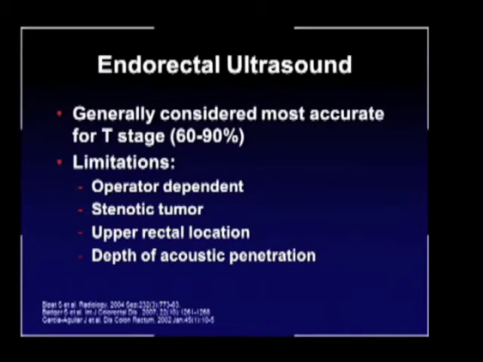There are other limitations to endorectal ultrasound. Stenotic tumors and upper rectal tumors may be difficult or impossible to evaluate, and there is the limitation of the depth of acoustic penetration, meaning you're limited to the bowel wall and just beyond the bowel wall, but evaluation of the mesorectal fascia and pelvic organs is limited.